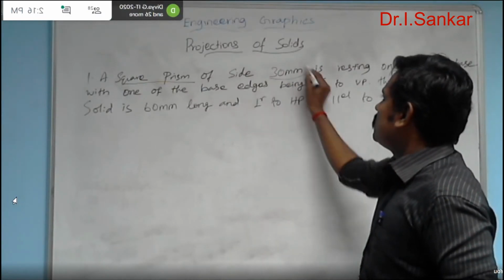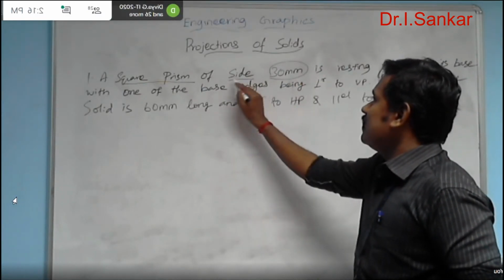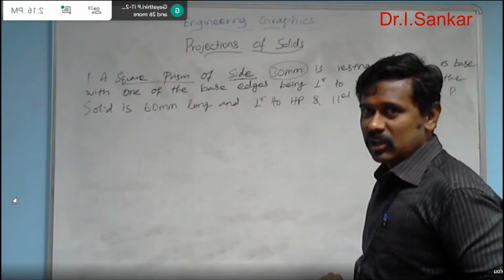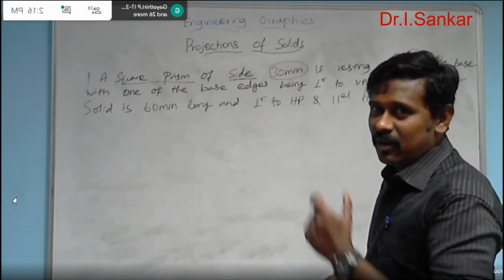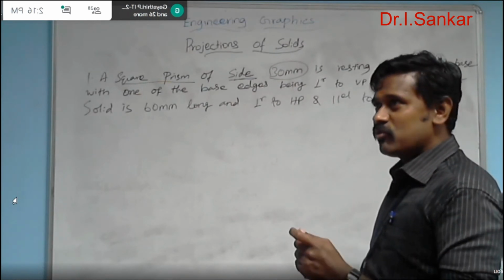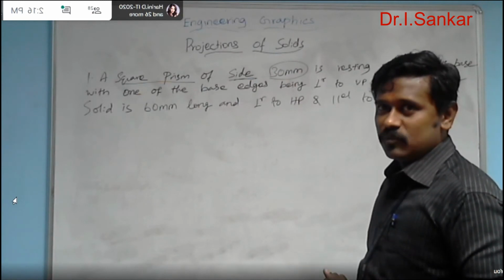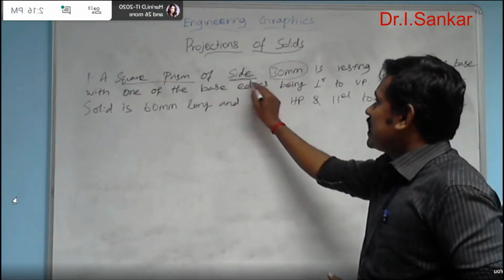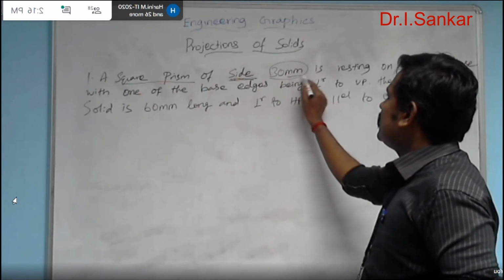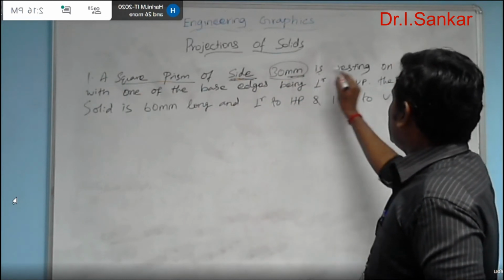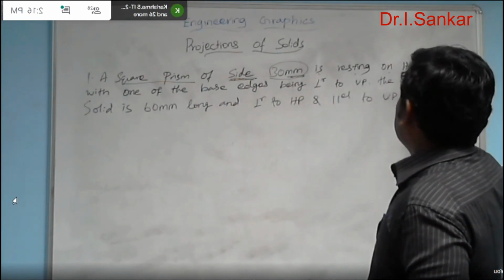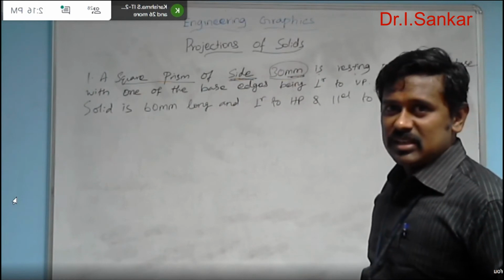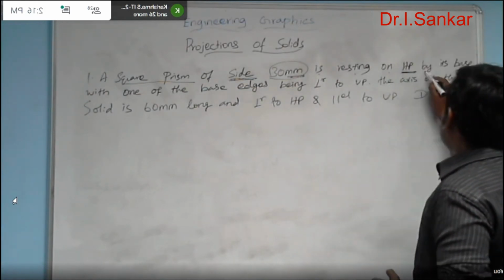The side term denotes the base side length of the object. Some terms will be given in a very short manner, so we have to understand them. The prism of side 30 mm is resting on HP. The object is actually resting on HP by its base.